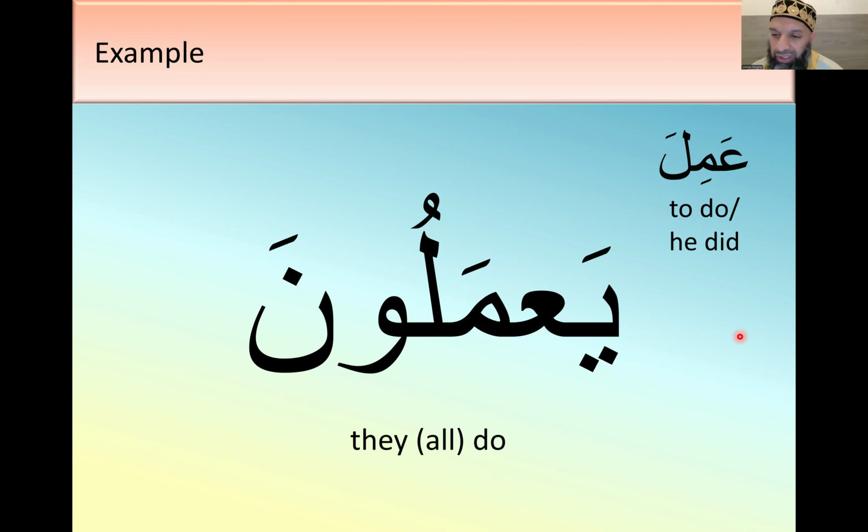Somebody's written they all did, but it wouldn't be they all did because that's gone into past tense. We are now in present tense because of this ya. It's attaching onto amila, the root word, showing you it's present tense. You could find that word 57 times in the Quran.